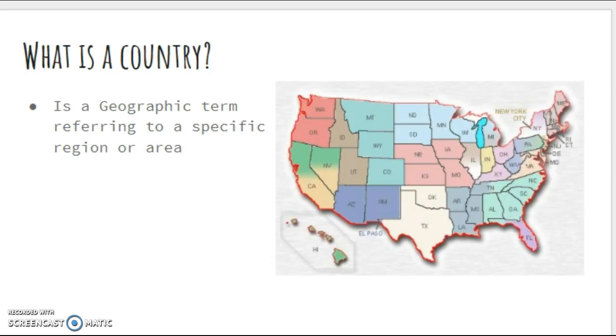So then again, what is a country technically? It's just a geographic term, and it refers to a specific region or area. And again, the United States is a country in the geographical sense, but in the international sense, it's actually considered a state.